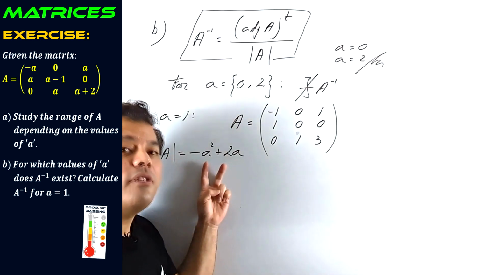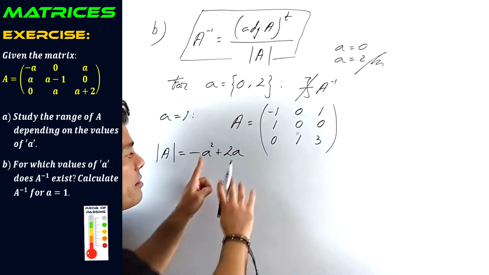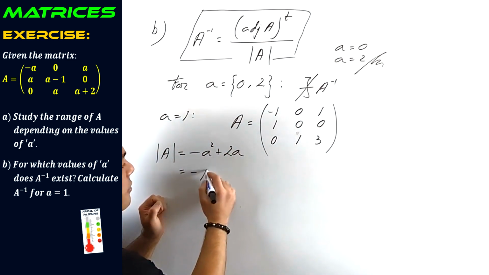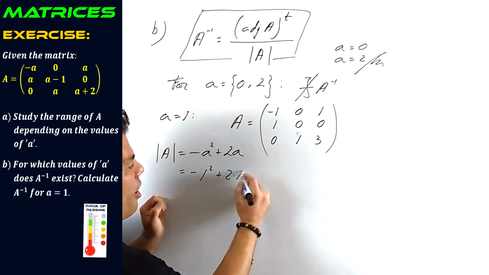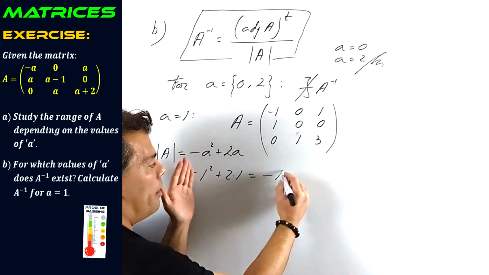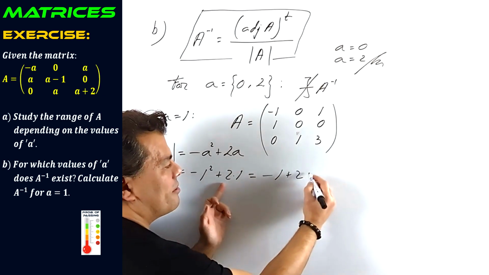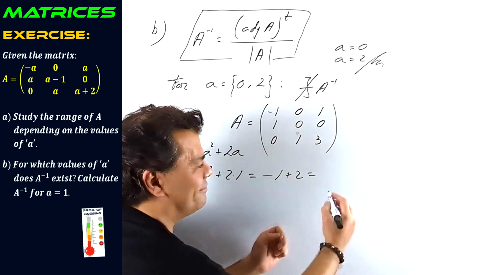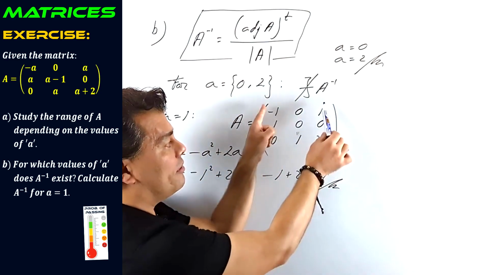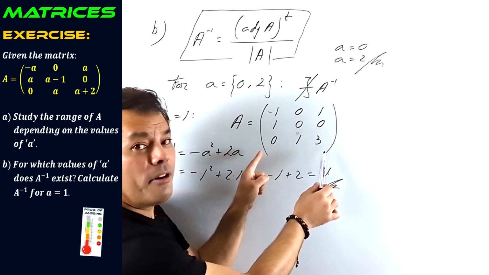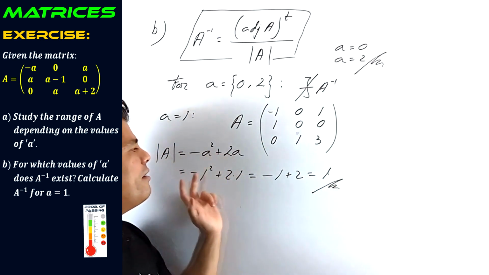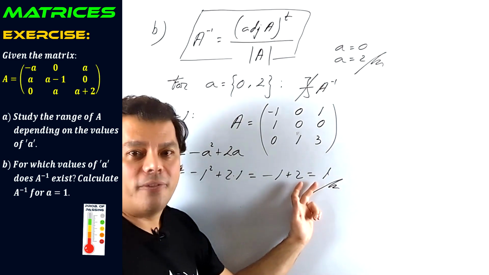And why don't we use this expression and substitute a for 1, and we will have directly the result of the determinant, that is -1 plus 2, 1. Of course, you can put this matrix between vertical bars and calculate the determinant, but I tell you that this is another very fast way to do it.